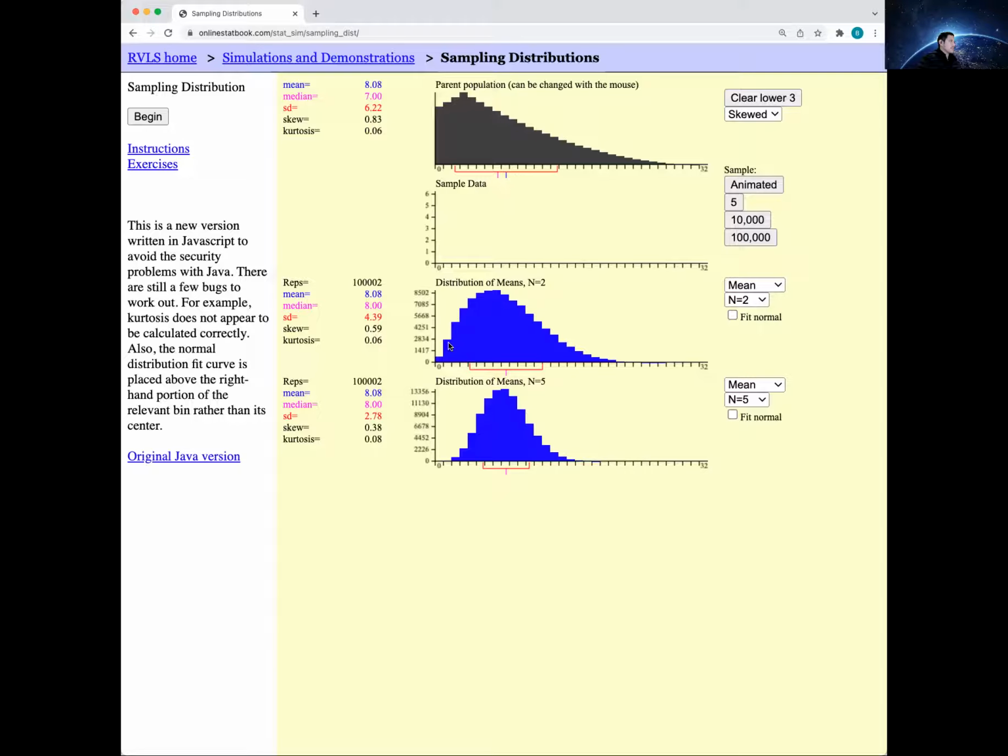skewed as this one. They're actually starting to be somewhat normal. We can actually fit a normal curve to it, and you can start to see that it starts to approach it. And this one is a lot closer. So let's go ahead, let's clear this and see what happens.